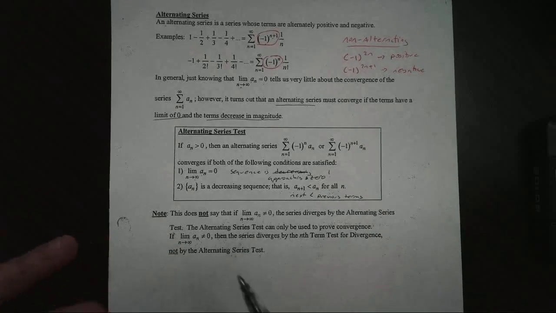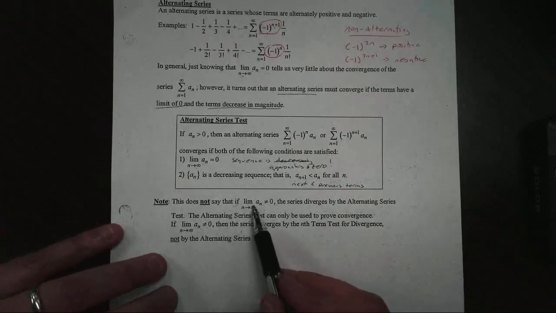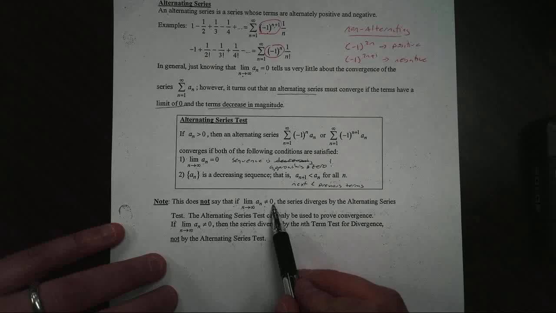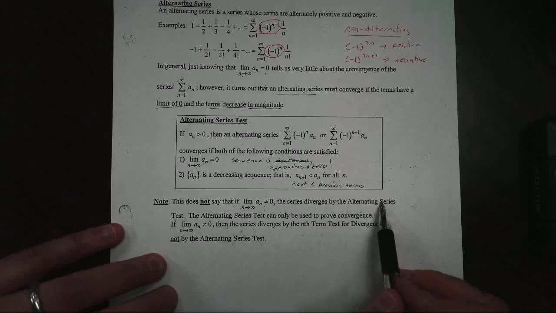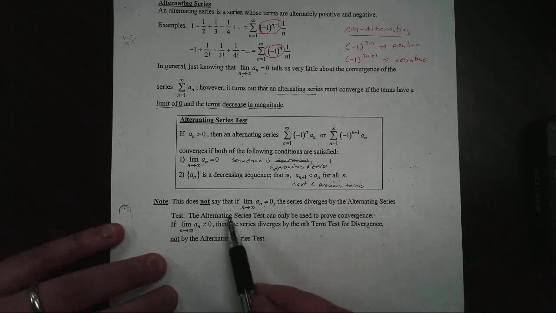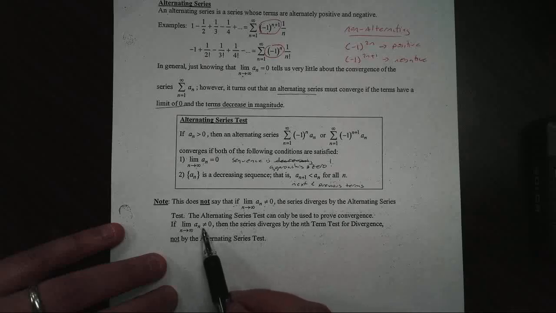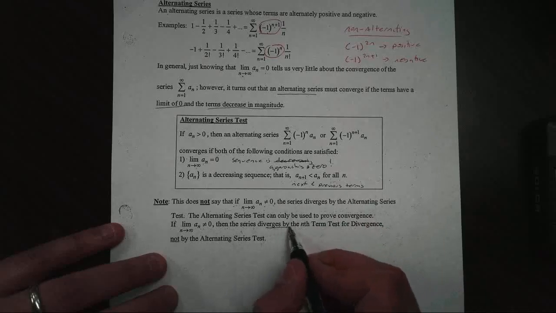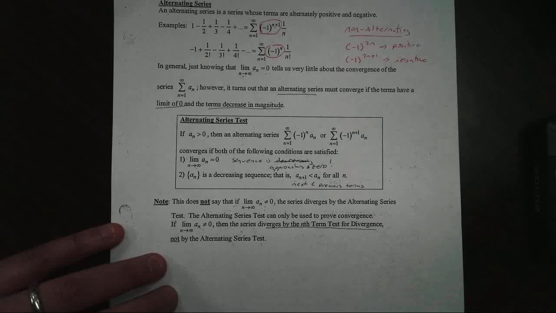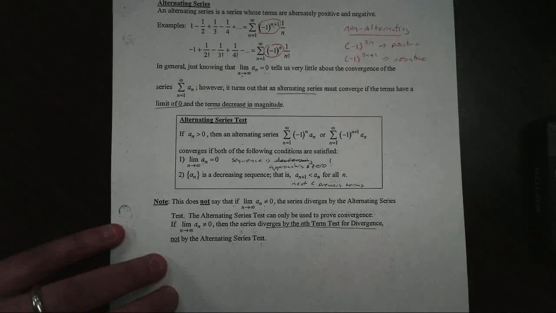Now be very careful. Like the nth term test, we're not saying that if the limit does not equal 0, it diverges by the alternating series test. No, no, no. If the limit does not equal 0, we say that it diverges by the nth term test. So be careful. We cannot diverge by alternating series. So let's take a look at a few examples. This is very easy to do.